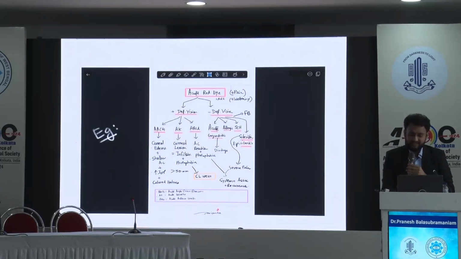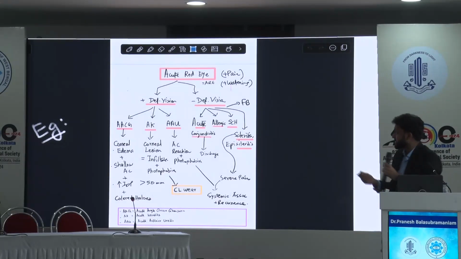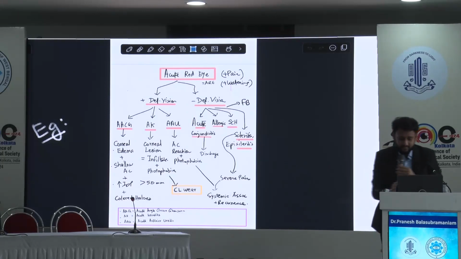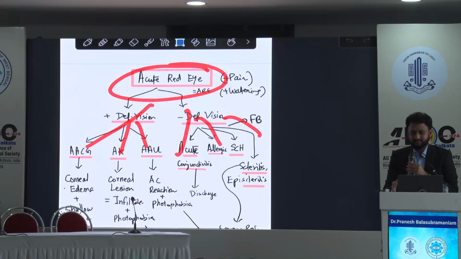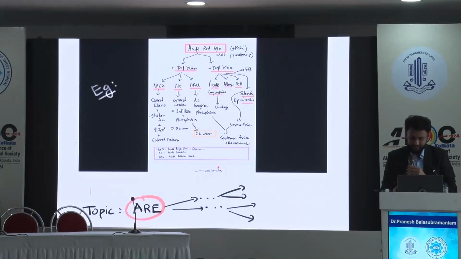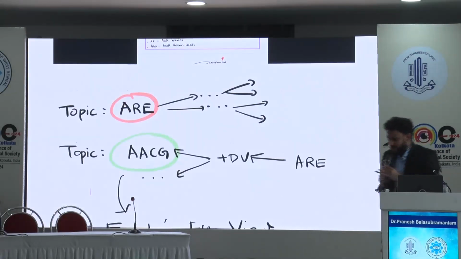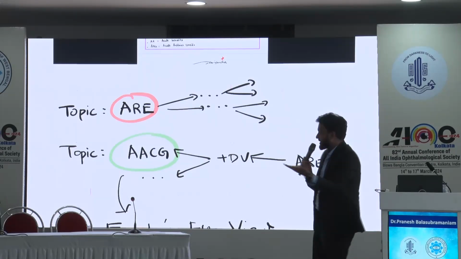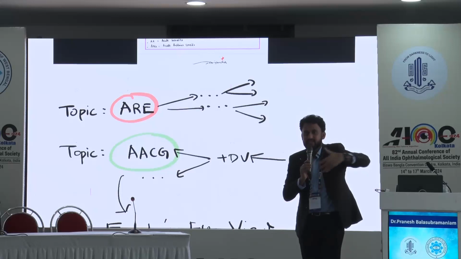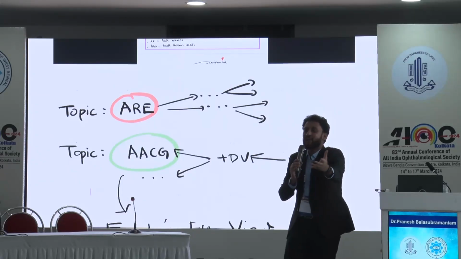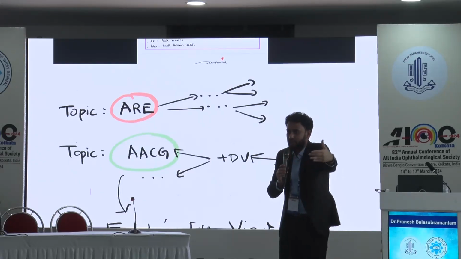This is one of the examples of the lecture, what I take for my students, undergraduates, as well as trainees. Take a big chunk and split into multiple pieces. It's one example. What I mean is, when we are teaching a topic, for example, I'm taking acute red eye, it is important for us to give them the bits and pieces of the topic, the differential diagnosis for acute red eye. That's one way to go about.